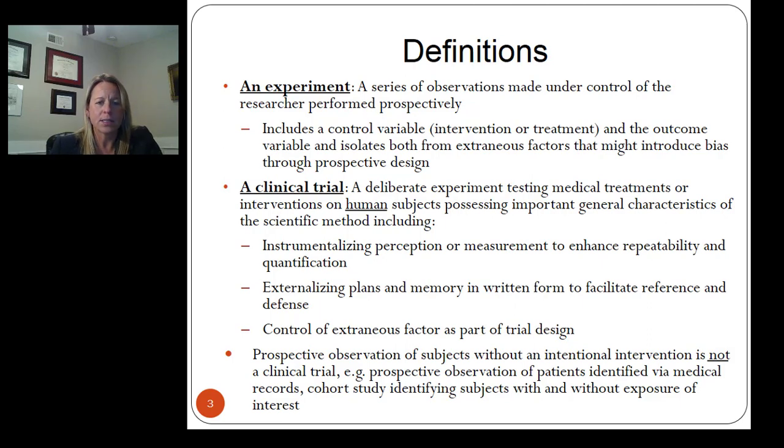A clinical trial is a deliberate experimental testing of a medical intervention or some sort of treatment performed specifically on human subjects, and this clinical trial must possess important general characteristics of the scientific method that are stated here. It's important to note that any prospective observation of subjects or individuals without an intentional intervention is not a clinical trial. It, in a sense, would be a prospective observational study, such as a cohort study that we've discussed already.